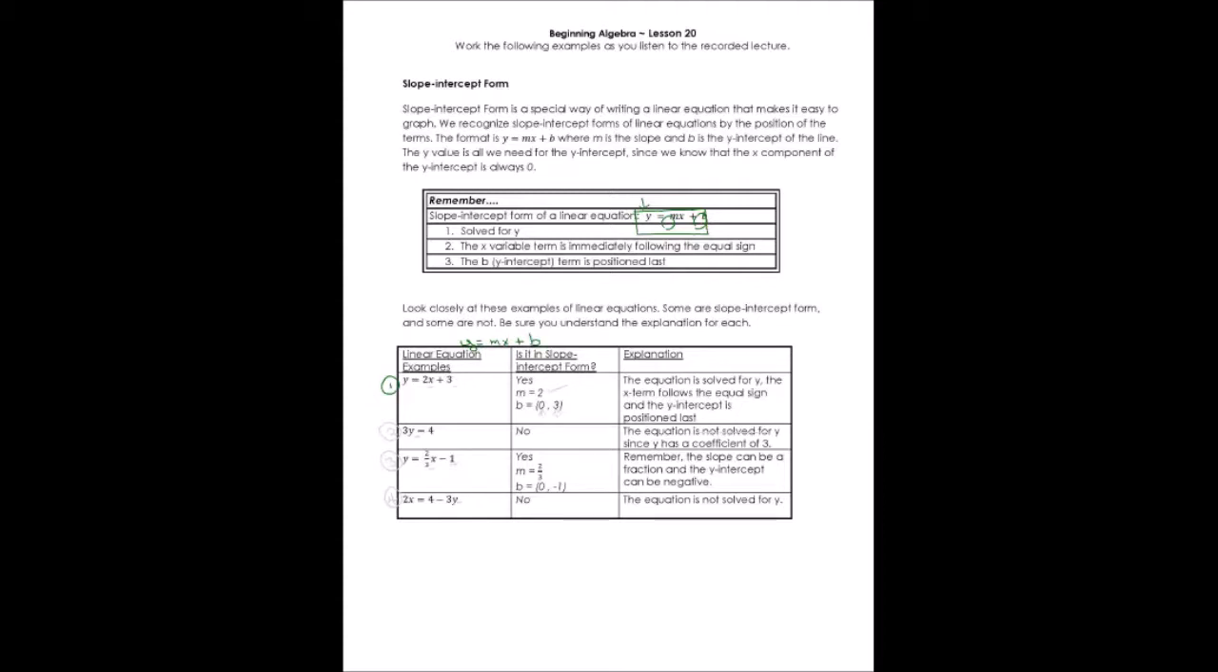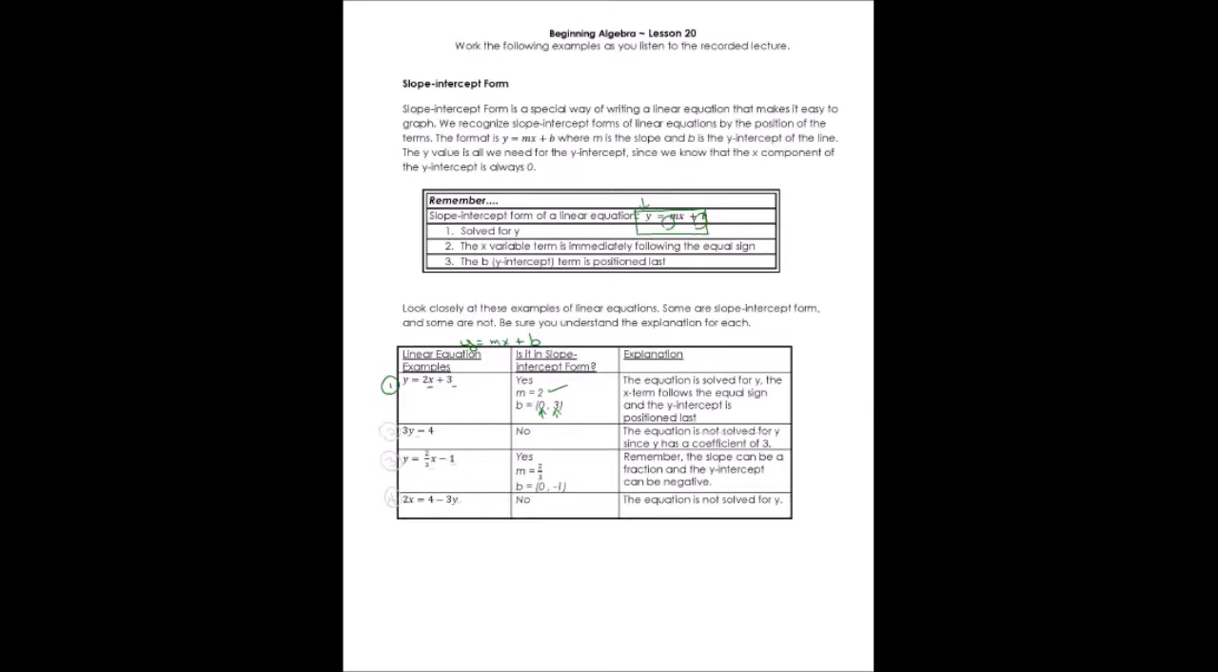It looks like we do. It has been solved for y. What is the coefficient of the x term? It's 2. So that's going to be your slope. What is left? The number that's left is 3. That is going to be the y-coordinate of the y-intercept. Remember, the x-coordinate of the y-intercept is always going to be 0.